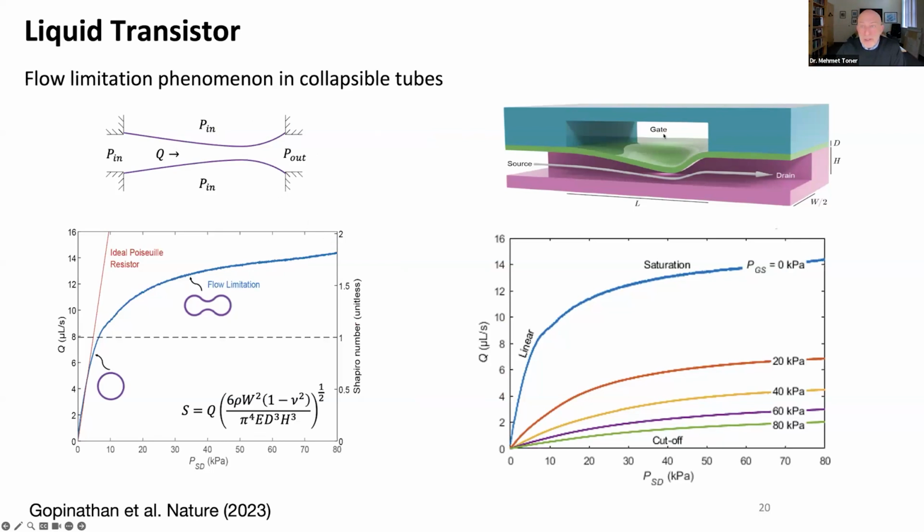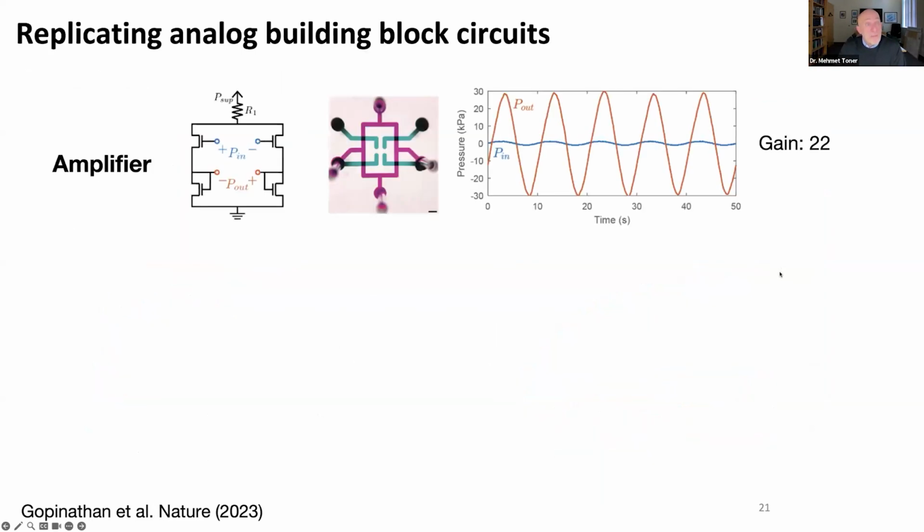And by creating this gate and source and drain, and controlling both the gate-to-source pressure and the source-to-drain pressure, you can create a transistor. You see these are perfect electrical analogs of transistor curves, with the exception that it's a pressure-flow curve here. And you can see the amplification. You can see a noisy signal amplified, so you can have feedback. That is the essence of an amplifier. And the intrinsic gain is 22.